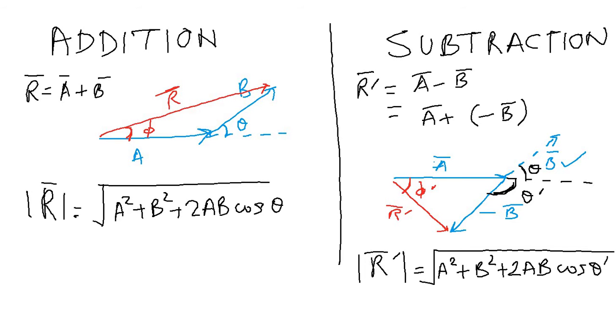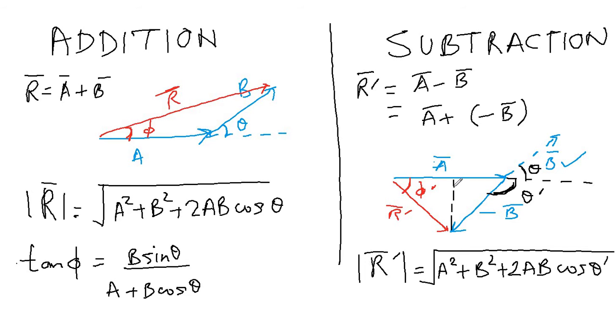And again, for phi and phi prime, we can simply use the geometry and trigonometry. For addition, we already had the formula for tan phi, and to find the formula for tan phi prime, you can see in this figure that phi prime can be found by using the magnitude of this black dotted line and this length.